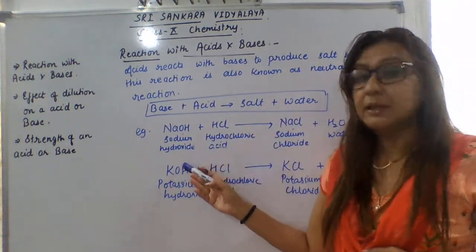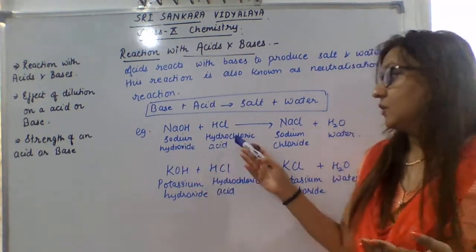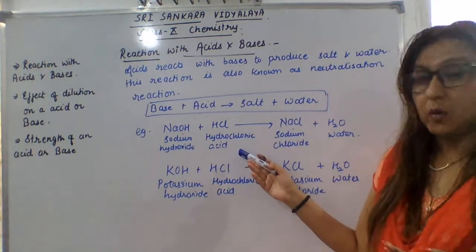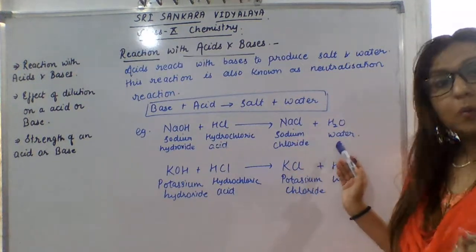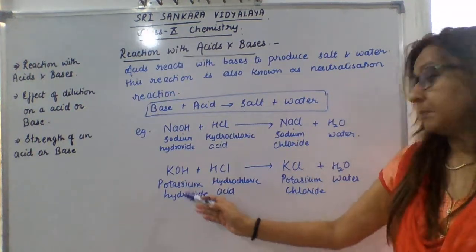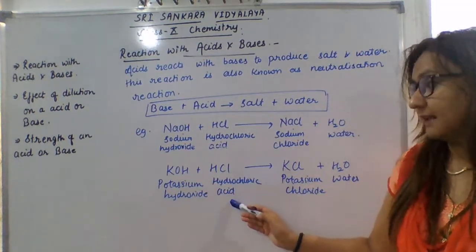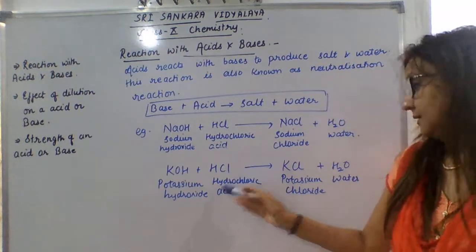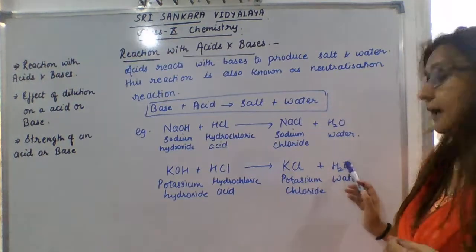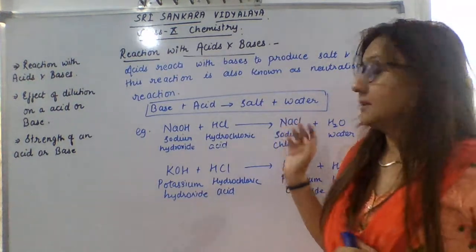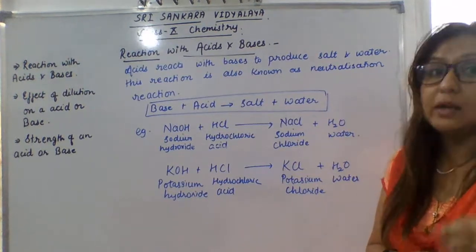Here is an example. NaOH is sodium hydroxide, a base. When it reacts with HCl, hydrochloric acid, it will give NaCl, a salt, plus water. Again, one more example: KOH is potassium hydroxide. When it reacts with HCl, hydrochloric acid, the acid reacts with the base and gives potassium chloride, KCl, a salt, and water.